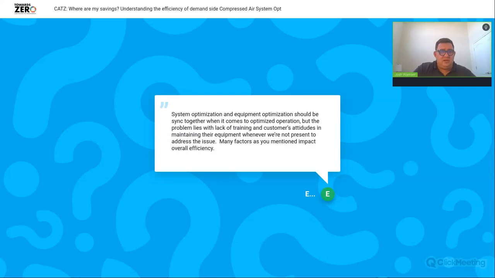Okay. System optimization and equipment optimization should be synced together when it comes to optimized operation, but the problem lies with lack of training and customers' attitudes in maintaining their equipment whenever we're not present to address the issue. Many factors, as you mentioned, impact the overall efficiency. Man, this is a great point.